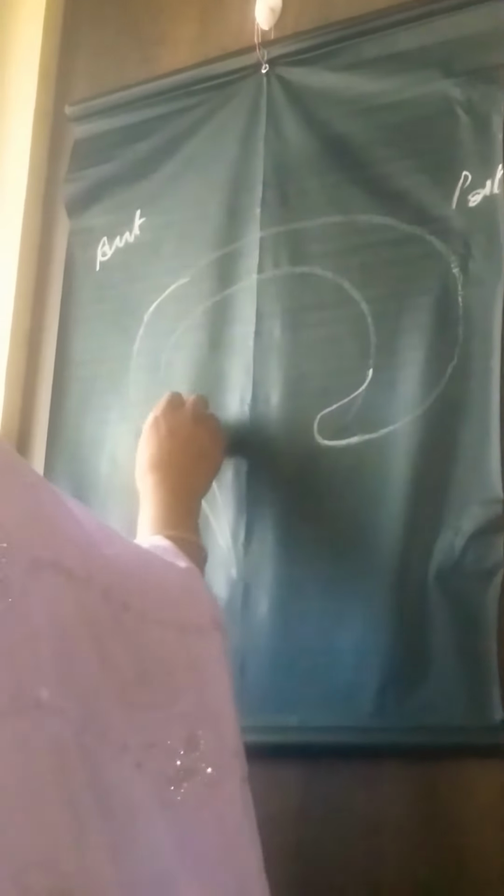This is the anterior part of the corpus callosum. This is the posterior part of the corpus callosum.